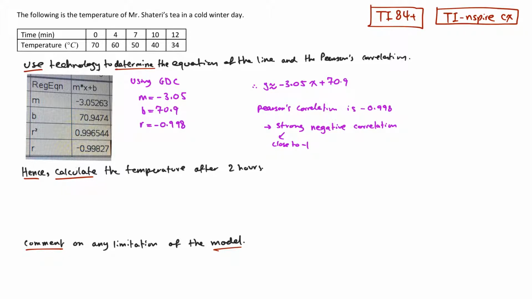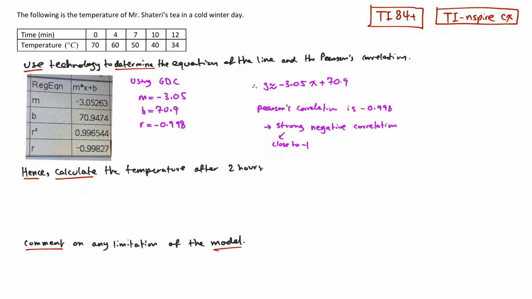And it's negative because it's a negative value, and that means as our independent variable is increasing, our dependent variable is actually decreasing. Now, the second part of the question is interesting. It says "hence." Hence means you have to use the information that you obtained from the previous question. Hence, calculate the temperature after 2 hours.